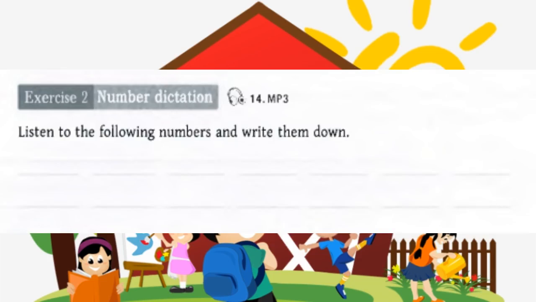Exercise 2, Number Dictation. Listen to the following numbers and write them down. 14, 17, 21, 24, 26, 35, 49, 55, 98, 42, 66, 73, 88, 57.